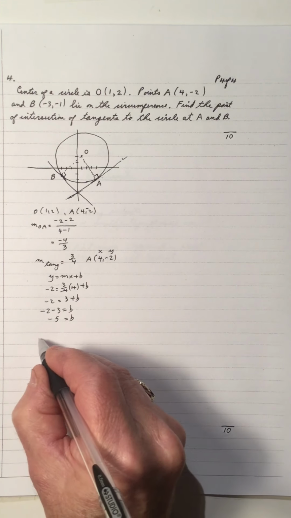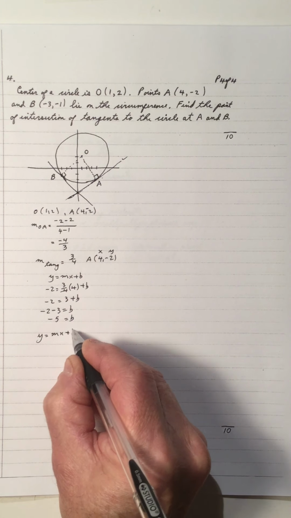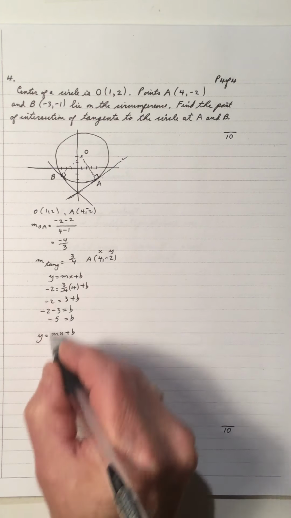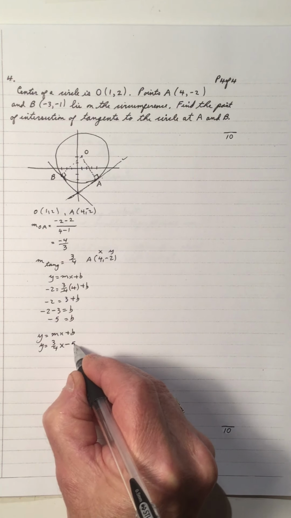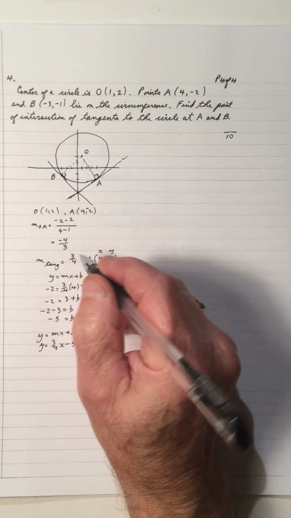So the equation of the tangent, y equals mx plus b. The slope of the tangent is 3/4. And the y-intercept is negative 5. So that's the equation of the tangent at A.